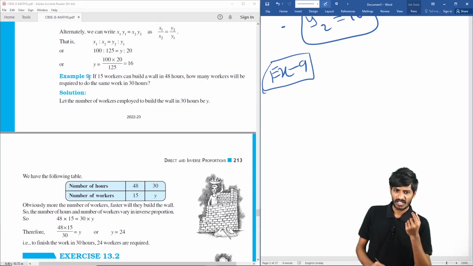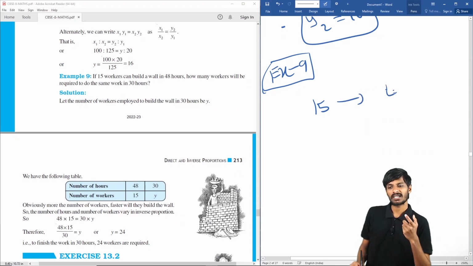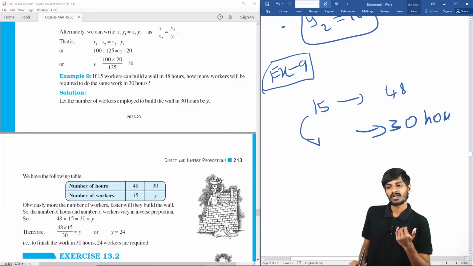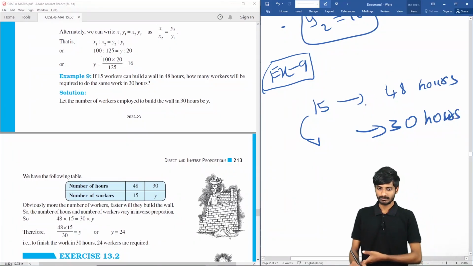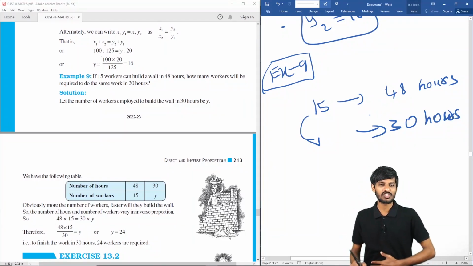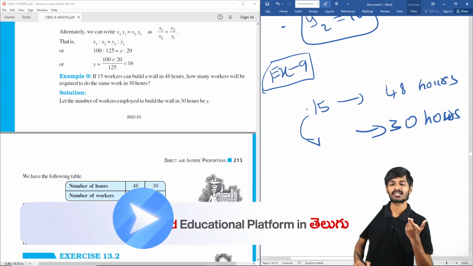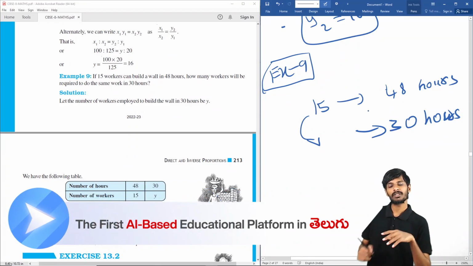If 15 workers can build a wall in 48 hours, so 15 workers are working for 48 hours to build a wall. Now the number of workers required to complete the work in 30 hours. Here the time is decreased, so the number of workers required will increase, then only the time will decrease. It is also an inverse proportion relation.